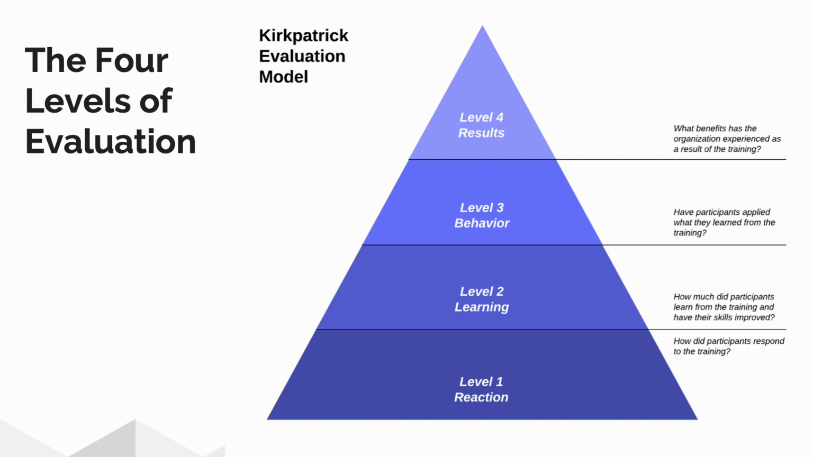Level 1 is the reaction level of the 4 levels of evaluation. It's the first, and it's usually the easiest. We essentially want to know, how did the participants respond to the training? We're hoping it's positive, but at this first level, we can get some rudimentary feedback, and we can receive feedback from a variety of users.